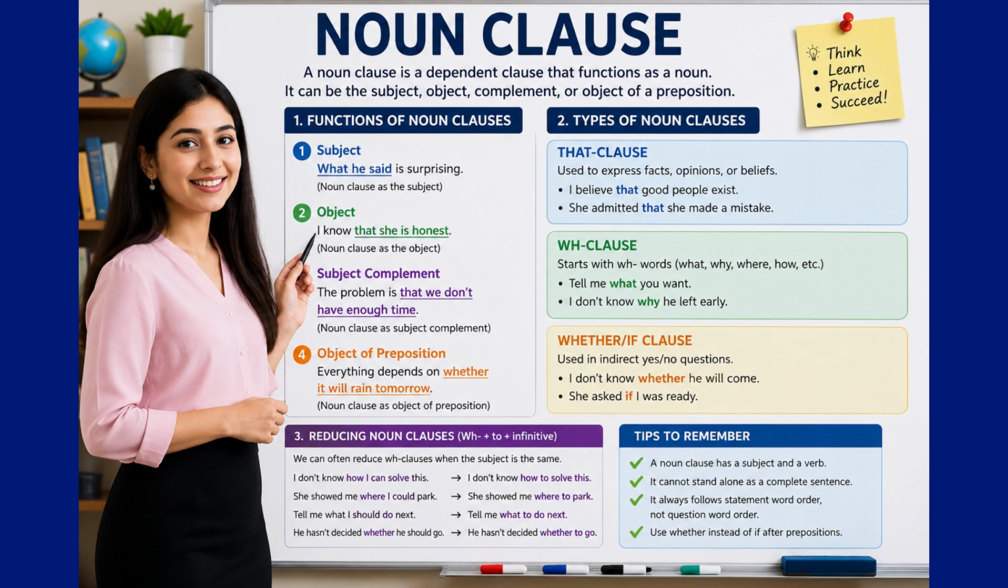The question is, "Where does she live?" The noun clause becomes, "I know where she lives." Notice that we do not say, "I know where does she live." This is one of the most common grammar mistakes among English learners.